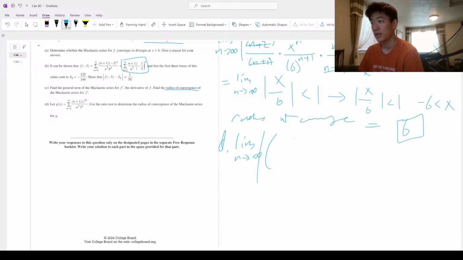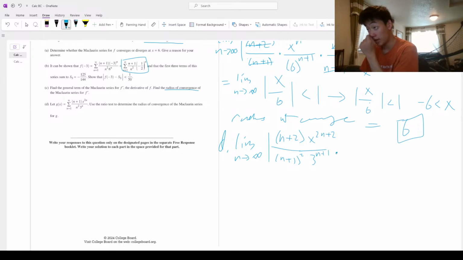First we want, I don't know what I just drew. Can I go back? n plus 2 over n plus 1 squared. And then times x to the 2n plus 2, because we're plugging in n plus 1 over 3 to the n plus 1. This is times, and then this is going to be interesting actually, n squared over n plus 1 times x to the 2n times 3 to the n. This absolute value is less than 1.